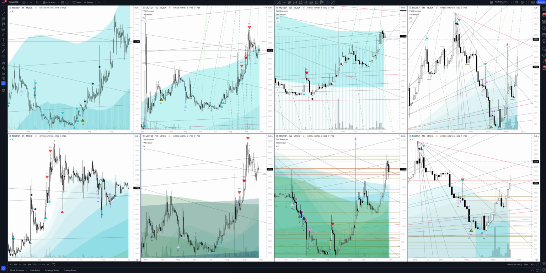Today we will take a look at MGTS-4 stock. Let's analyze the market situation and find out how you can make money on it. Let's start.